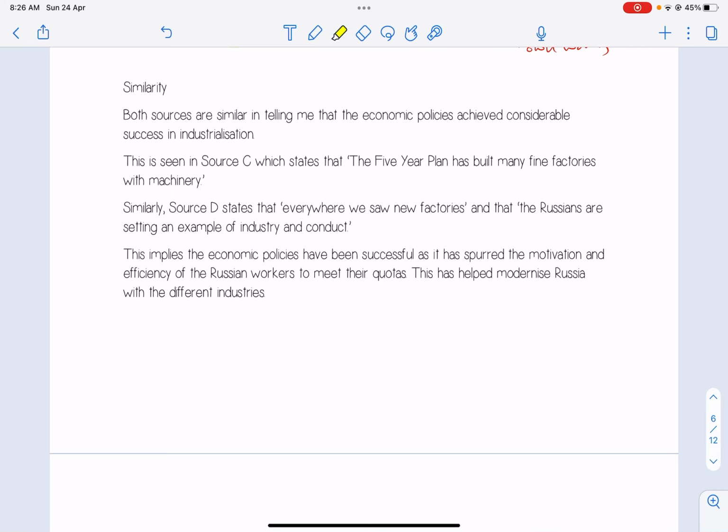Here, our next paragraph, write similarity, answer the question. Both sources are similar in telling me economic policies. Okay, that is my point, right? The 5-year plans. Apologies, I need to write 5-year plans because that is what the question wrote. The 5-year plans economic policy achieved considerable success in industrialization.